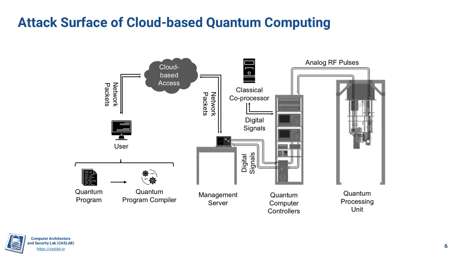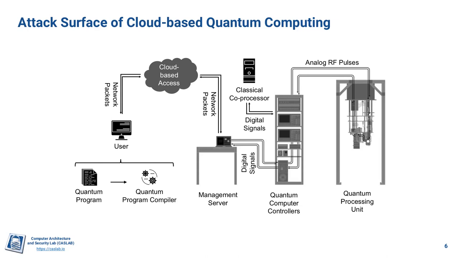In this context, I can give you an idea of a potential attack surface. In security, we're always worried about what things somebody could attack, and then we want to develop the defenses. This is a diagram of a typical superconducting quantum computing system. On the end, you have the user plus some quantum program and a compiler that compiles the program, and then, since it's a cloud-based system, they submit the jobs over the cloud to the quantum computing cloud provider.